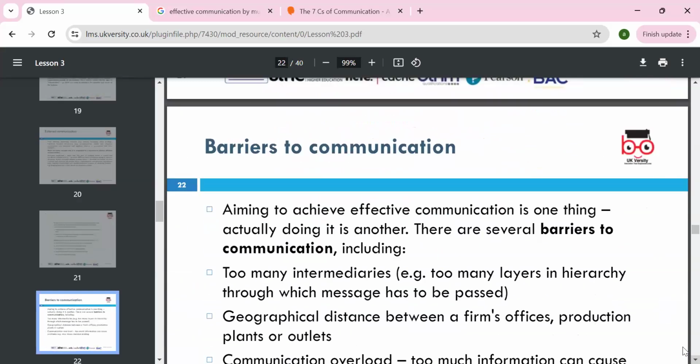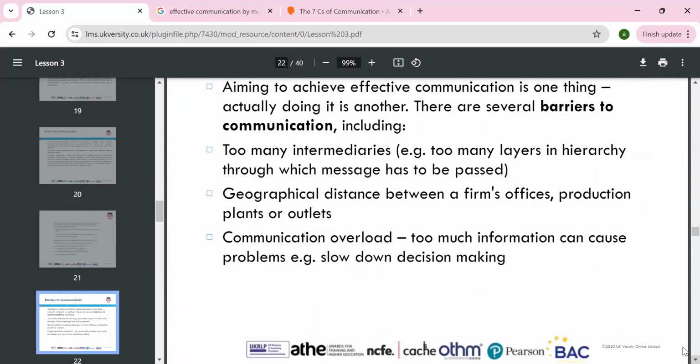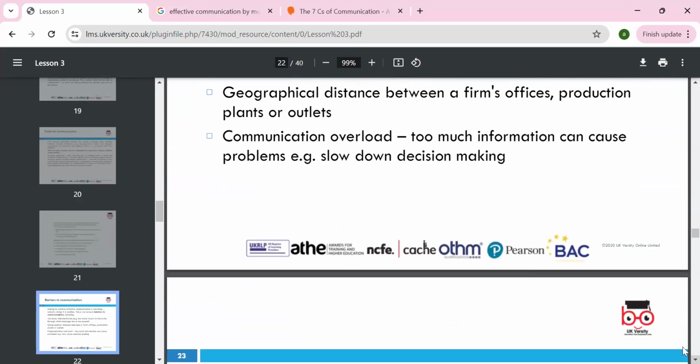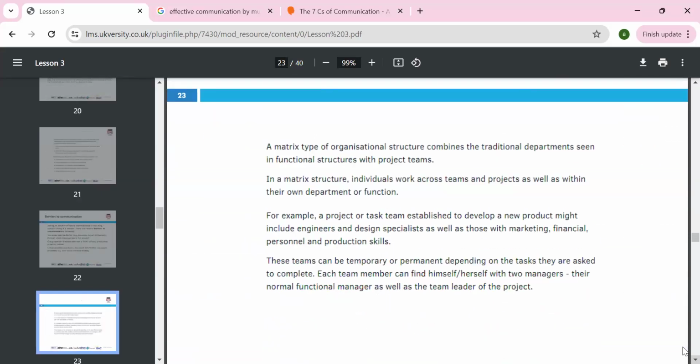So, barriers in communication: sometimes we have to tackle those barriers. They can be geographical barriers, or communication overload that slows down decision making. We can look around matrix-type organization structures, different organization structures, where people come and go. We can look around there.